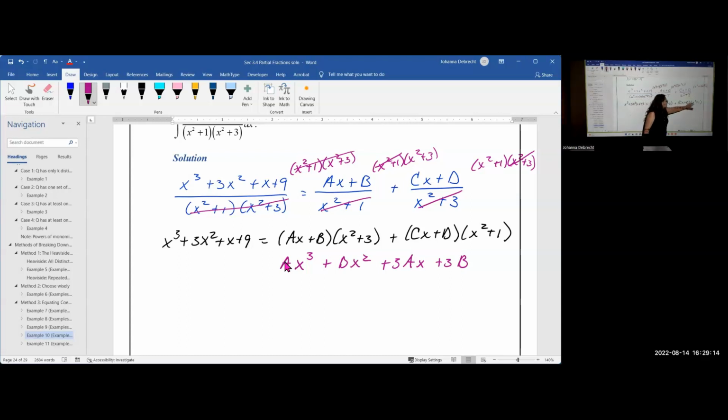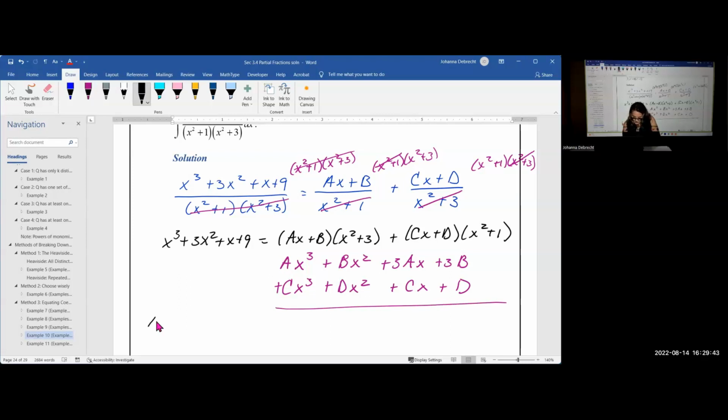So cx times x squared is cx cubed. So I'm going to put that under the other x cubed term. So I have a cx cubed. And then I have d times x squared. This needs to look more like a d. And this becomes dx squared. And then I have plus cx plus d. Right? So I can add these together now.